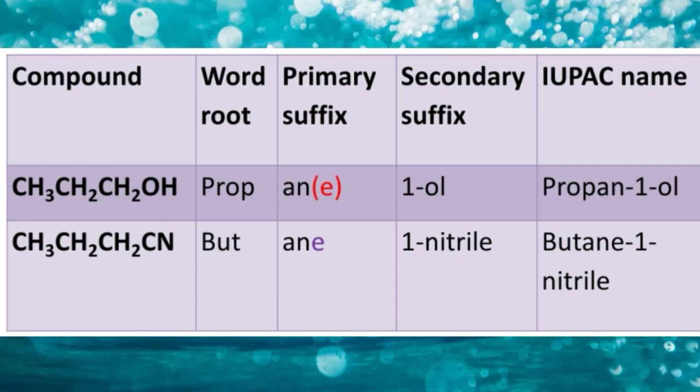Now the second compound, CH3CH2CH2CN. Here there are 4 carbon atoms, so the word root is but. This is because we include the carbon atom in the CN also. And now the primary suffix is ane, that is alkane. Now the secondary suffix, that is the functional group, is nitrile, and hence the name butane-1-nitrile or butanenitrile is also correct.